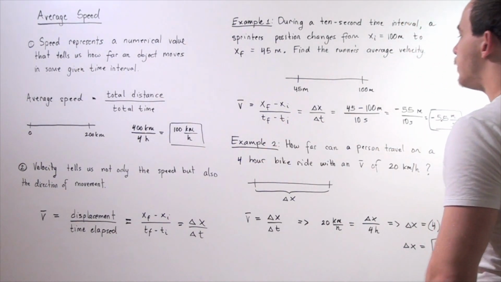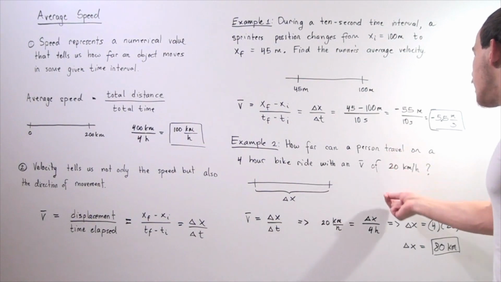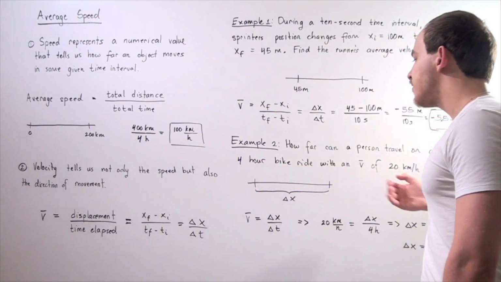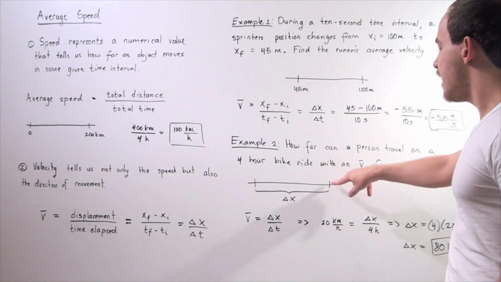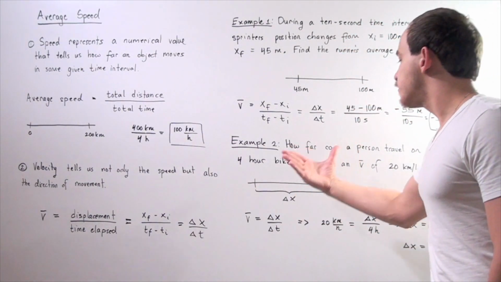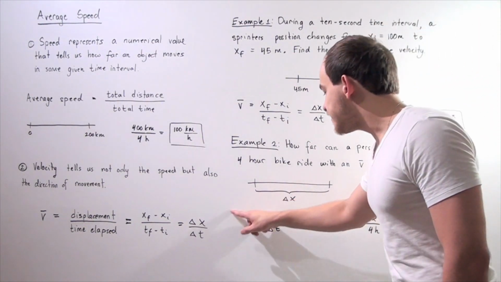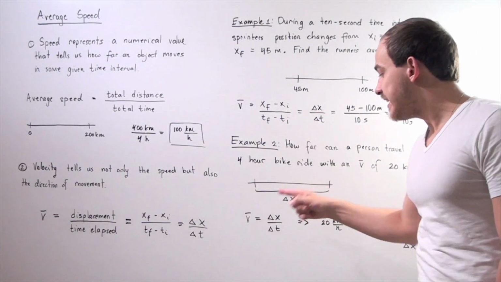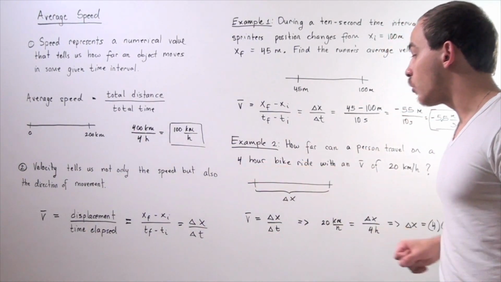Now, let's look at example 2. How far can a person travel on a 4-hour bike ride with an average velocity of 20 kilometers an hour? So, let's once again make the assumption we're moving along a straight path along the x-axis. So we begin at some point here and end at some point here, and our displacement is given by change in x here. Now, this is our formula. So we are given our average velocity. We are also given our time interval, 4 hours.